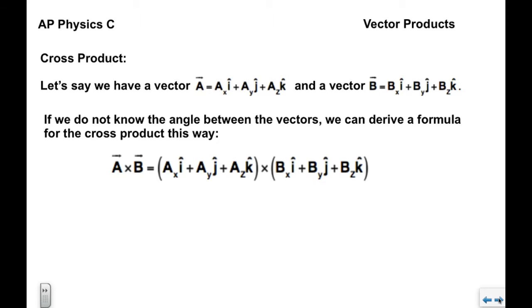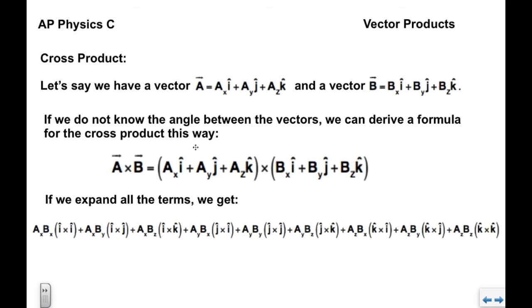Now, once again, if we don't know the angle between the vectors, we can derive a formula for the cross product. We're going to set it up the same way. Instead of a dot, we'll put a cross in between them. And again, we will FOIL all the terms. We'll expand them all. We get ax bx, and then cross the two vectors, i cross i. And then again, all the way down the line, we end up with 9 different terms.